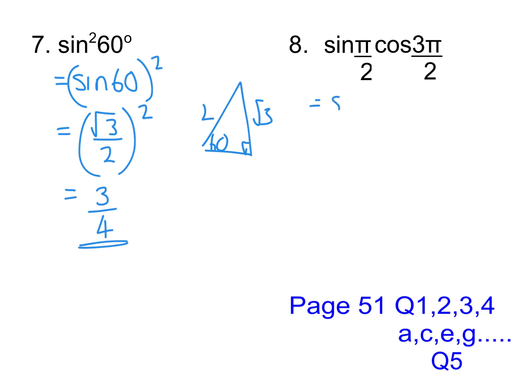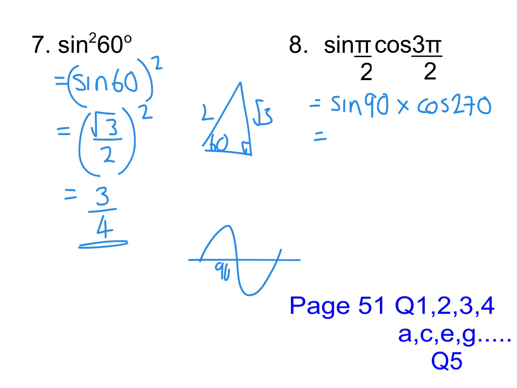This one here is just really asking us to do sine of pi over 2 is 180 half, which is 90. 3 pi over 2 is 3 lots of 90, so that's cos 270. So sine of 90 comes from your graph. Sine of 90 is your highest point, which is 1. And cos of 270 was your second root, so it's actually 0. So you've got 1 times 0, which is just 0.